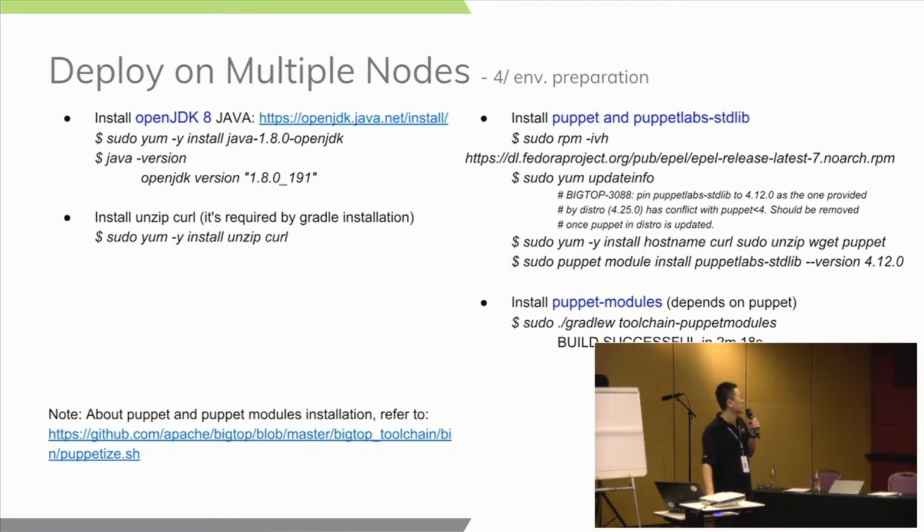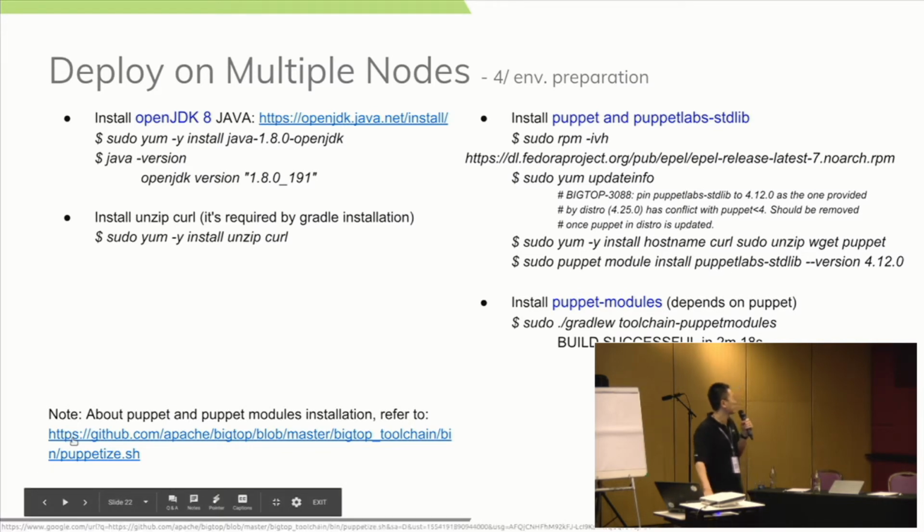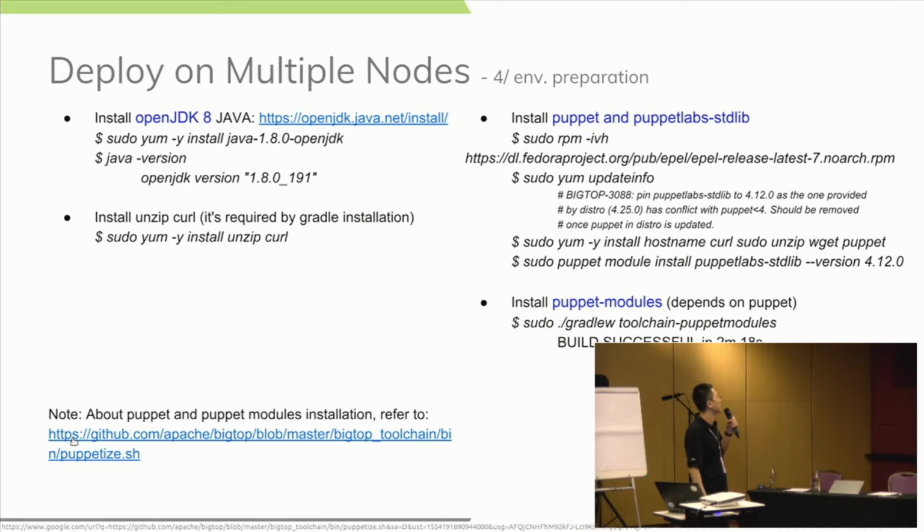Okay, so after preparation of the network, now you need to do environment preparation. Here are the required components: OpenJDK 8, and that's one. And also you need to install Puppet and Puppet modules. The Puppet modules can also be found in this script I listed on this page, puppetize.sh. It is supposed that you just need to run puppetize.sh on your machine, but in reality, when I do that, there are still some problems.